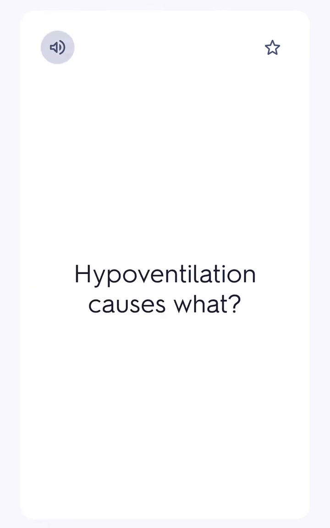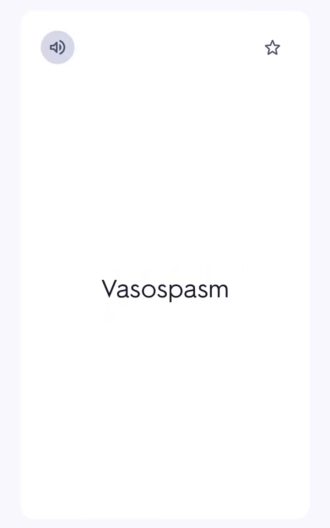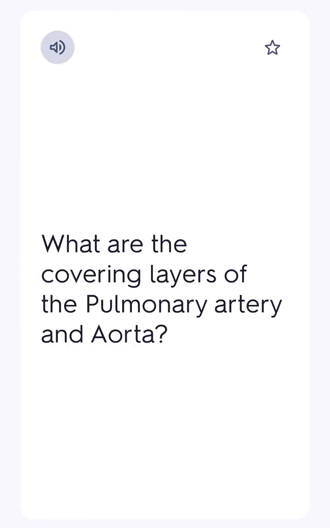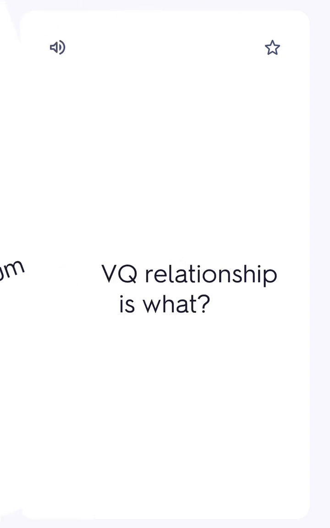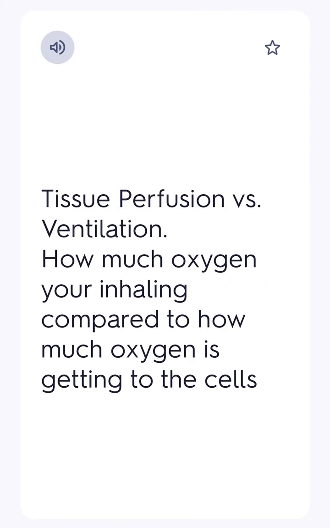Hypoventilation causes what? Vasospasm. What are the covering layers of the pulmonary artery and aorta? Endothelium. The V/Q relationship is what? Tissue perfusion versus ventilation. How much oxygen you're inhaling compared to how much oxygen is getting to the cells.